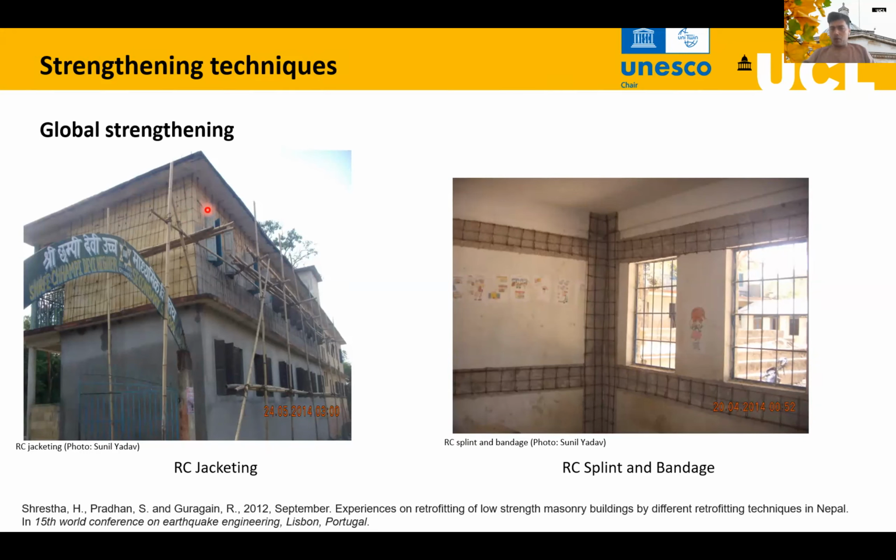So this is complete RC jacketing. While here there is an effort to save cost and material. As you can see, this is low density RC jacketing, where we have strips of RC jackets, splints and bandages. These look very similar to confined masonry, but these are only on the outer surface of the walls, and of course again on both sides. So they are connected through the masonry.